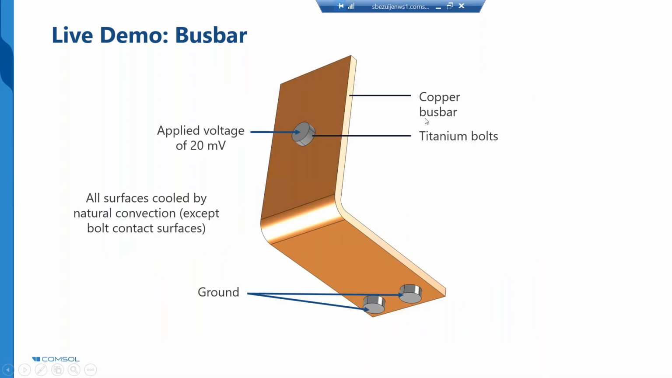So there's one thing more. Here we see the material properties. We see the copper bus bar and the titanium bolts with an applied voltage or potential difference of 20 millivolts and a ground, meaning that the potential is 0 at these two lower bolts. All surfaces are cooled by natural convection, except the contact surfaces, because we assume those are connected to some external circuit. And natural convection basically means that the surrounding air is going to cool this bus bar, you could say, moderately.